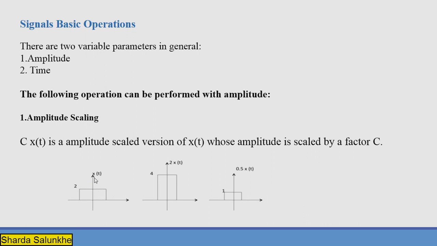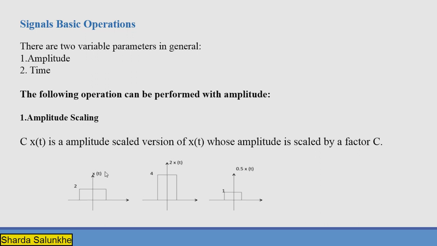Suppose this is your original signal, x of t, having the maximum amplitude 2. Suppose this signal is scaled by 2, so 2 into x of t. If you want to generate 2 into x of t, you have to multiply the amplitude of x of t by 2. 2 into 2 is 4, so the amplitude will increase, and the maximum amplitude of the 2x of t signal will be 4.